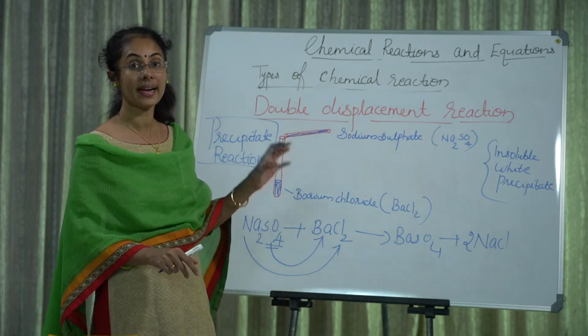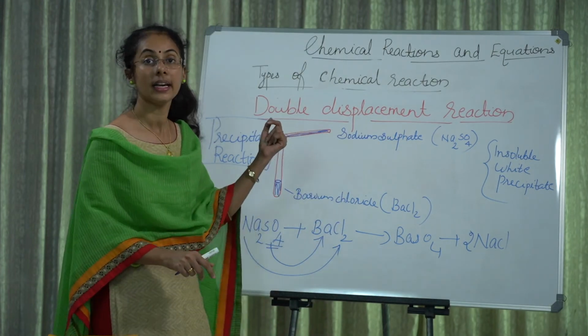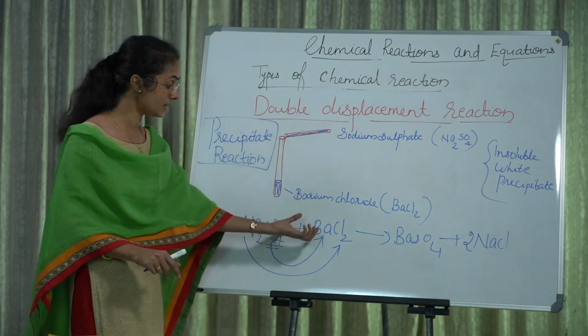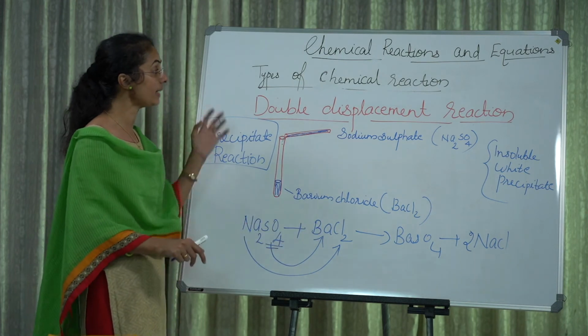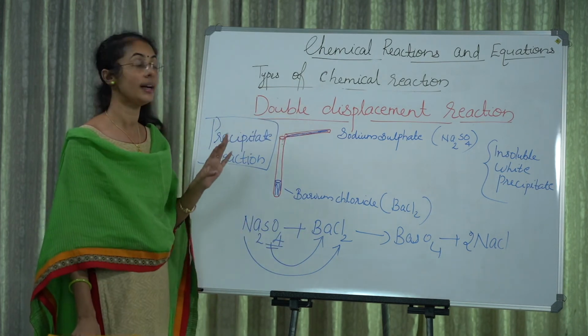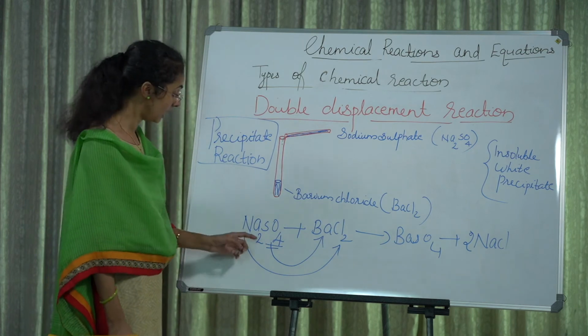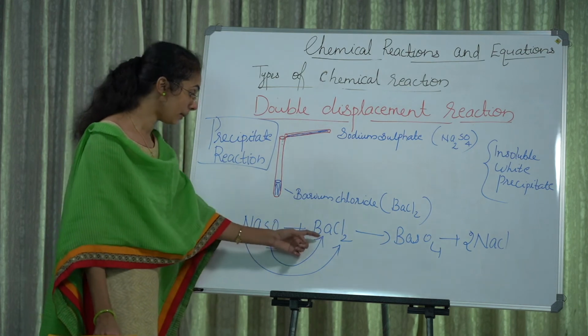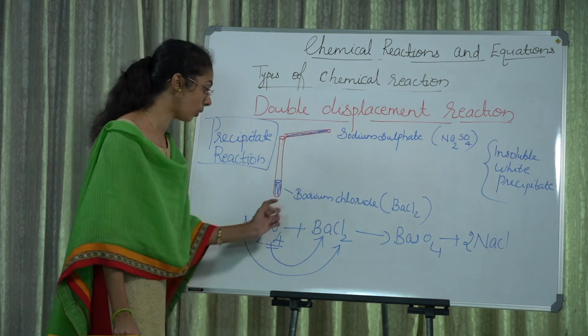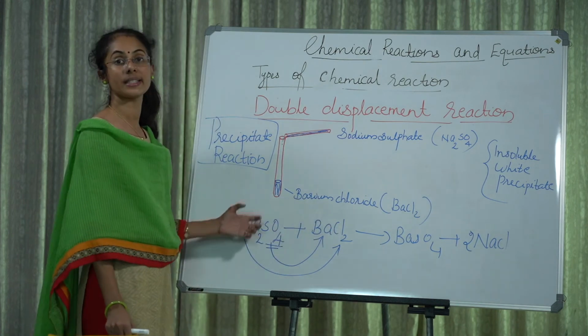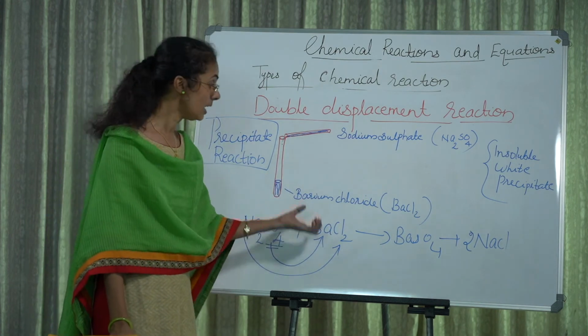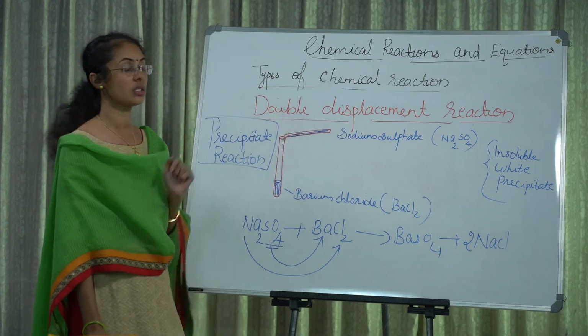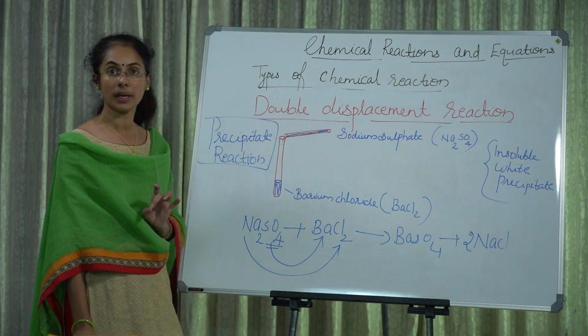Exchange of ions in the reactants happens here. That type of reaction is known as a double displacement reaction. Listen here also: barium sulfate, then sodium chloride. Here also the exchange of ions is possible. So this type of reaction is known as a double displacement reaction.